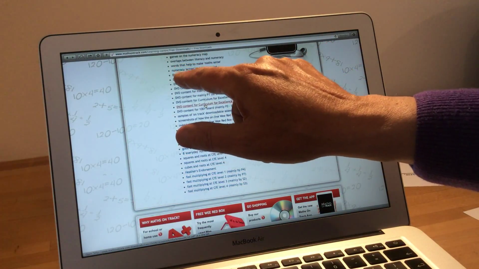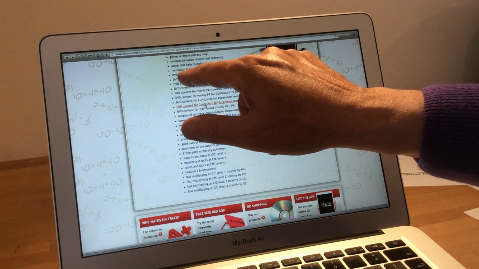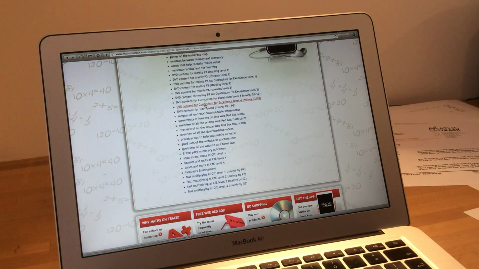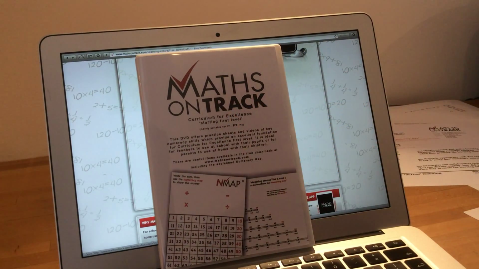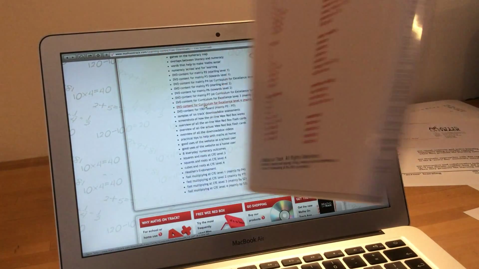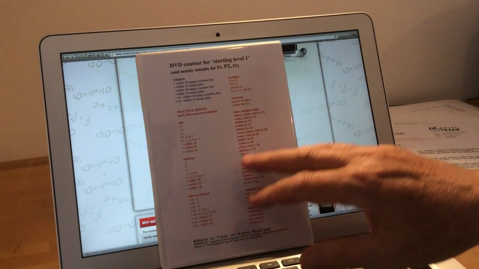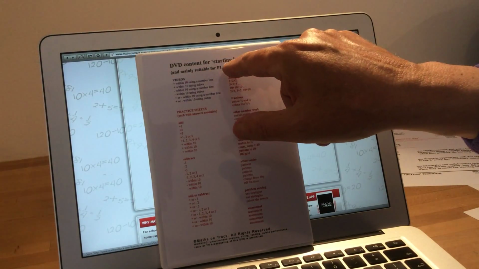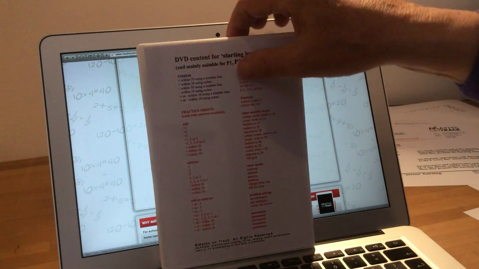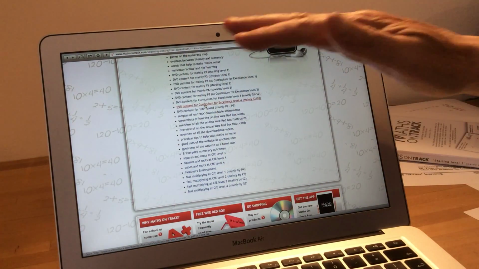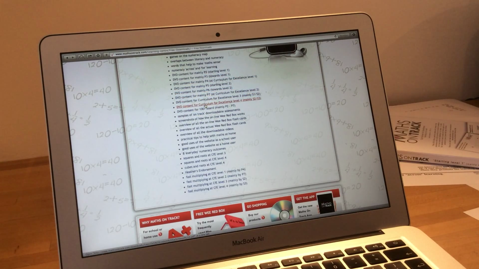There's other things on the free downloads that talk about the contents of the DVDs. Here's for instance the P2 DVD, Starting Curriculum for Excellence First Level. It contains lots of practice sheets and videos suitable mainly for P2, possibly P1, possibly P3. And there's a DVD like that for every stage right through the school.